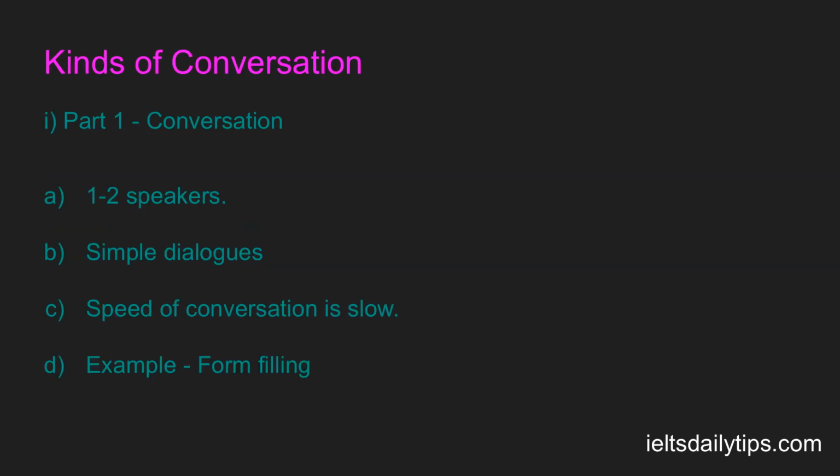Now let's talk about the kind of conversations in the listening test. The part one, in the part one, there will be 1 to 2 speakers involved, and the conversation will be very simple. There will be very simple dialogues, and the speed of the conversation is very slow. For example, a form filling.